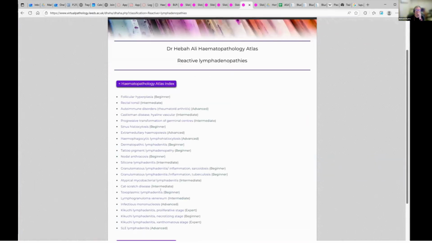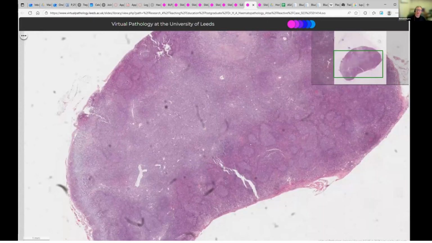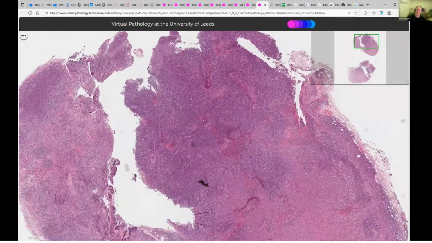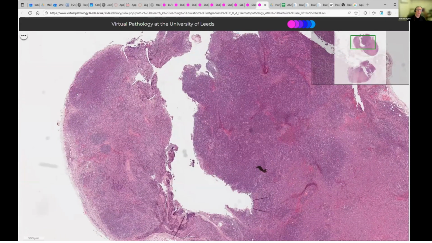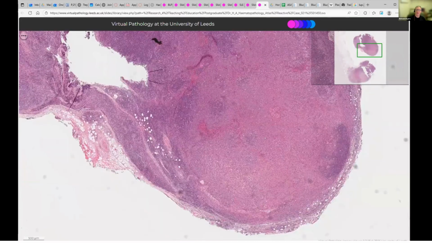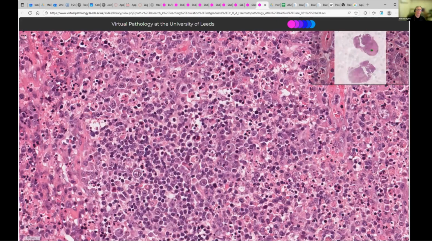Let's see if we can find a lupus lymphadenitis. Yeah, there's an SLE lymphadenitis. So this one here, you can see the difference here. We've got a lot more reactive follicles left. Whereas if we look at the Kikuchi's, the architecture's a lot more gone. We've got a little follicle there. But the rest of it, there's huge areas of very abnormal cells, very atypical immunoblasts, lots of karyorrhectic debris.